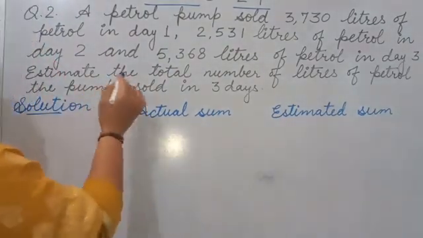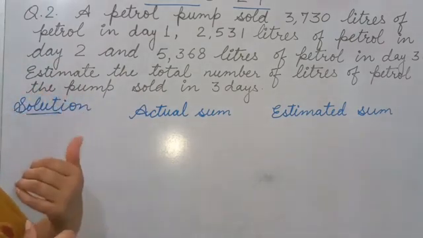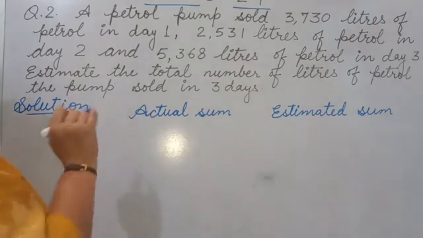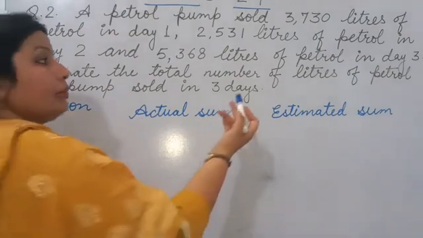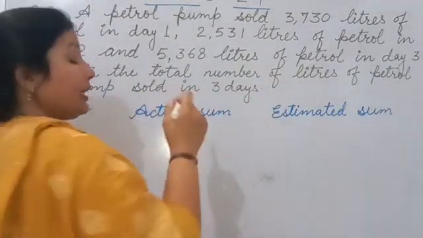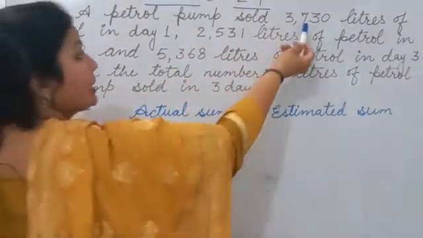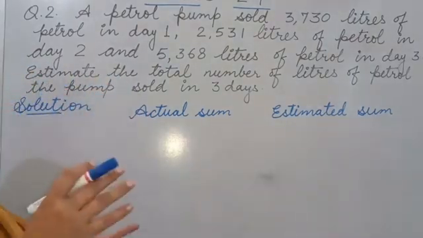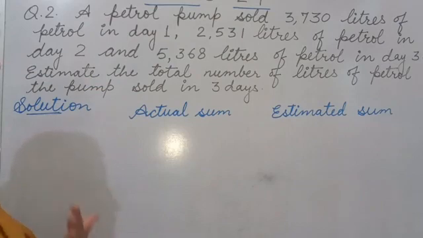So estimate the total. Total means we will do addition. The answer of addition we have to find, that is the total. Now here you have to find the estimated sum: the total number of liters of petrol the pump sold in 3 days. You know day 1 is this, day 2 is this, day 3 is this. So you have to find the total and you should find that estimated sum.